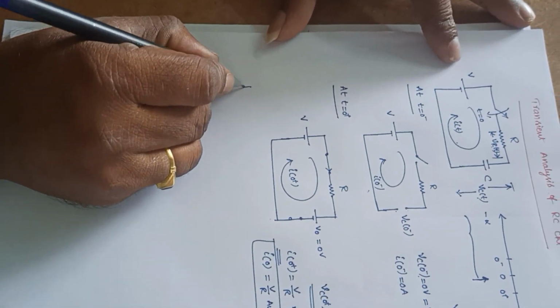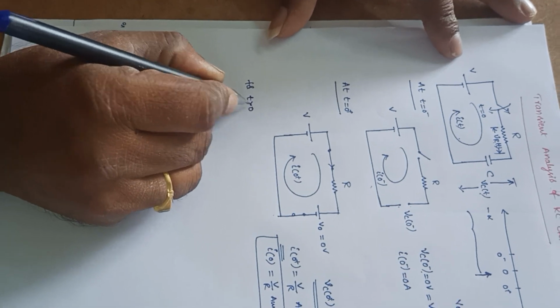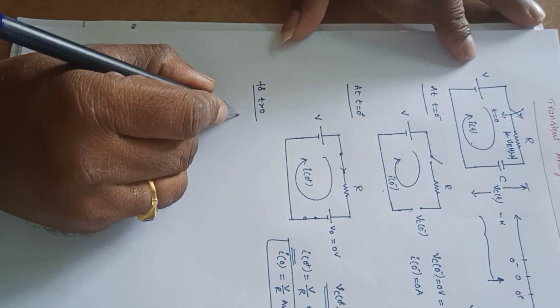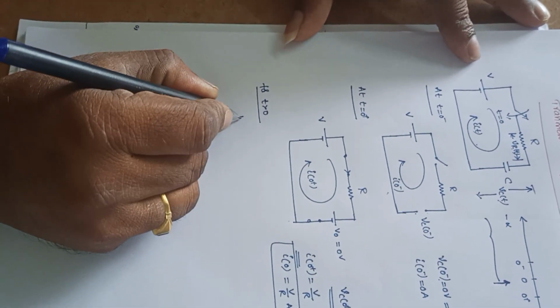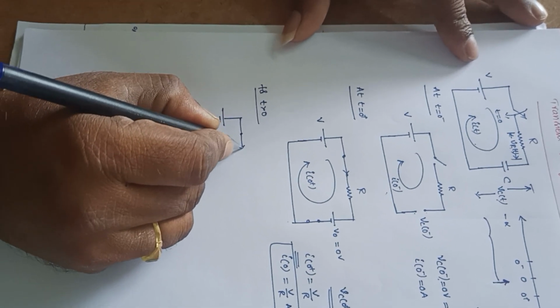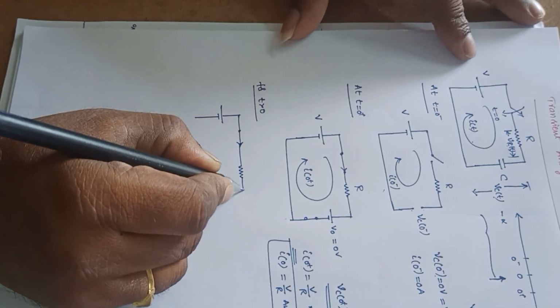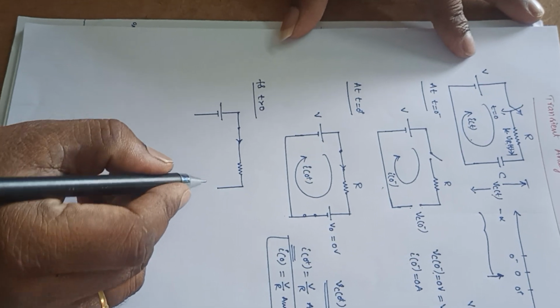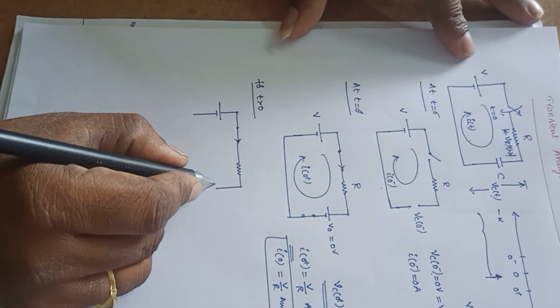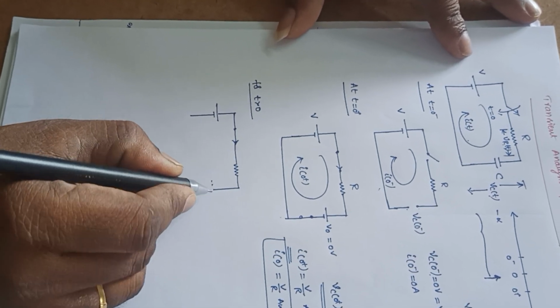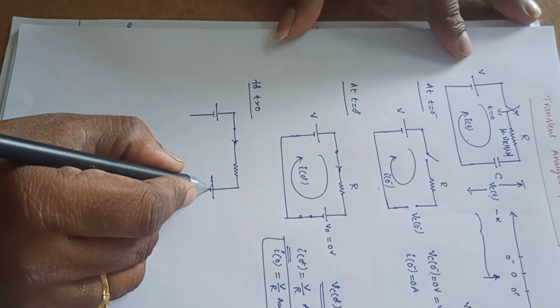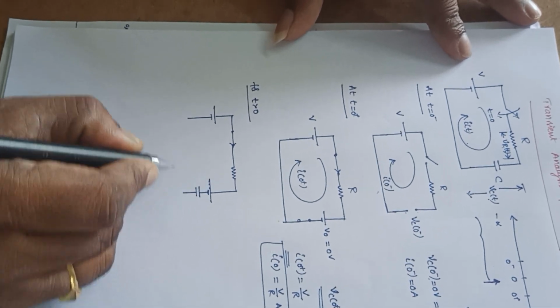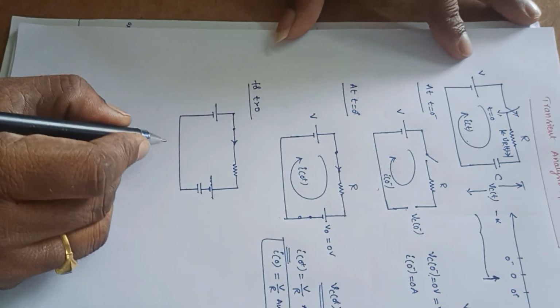Now for t greater than 0, let me draw the circuit. For t greater than 0 means after the switching action is done, so it will act as, this is the resistance and this is the capacitance. We can draw this capacitance for t greater than 0. This is the switching circuit. The circuit will be like this.